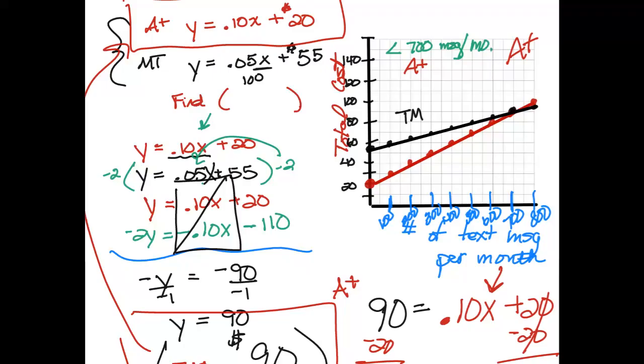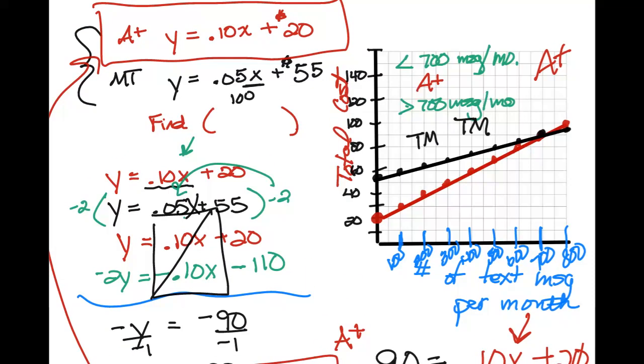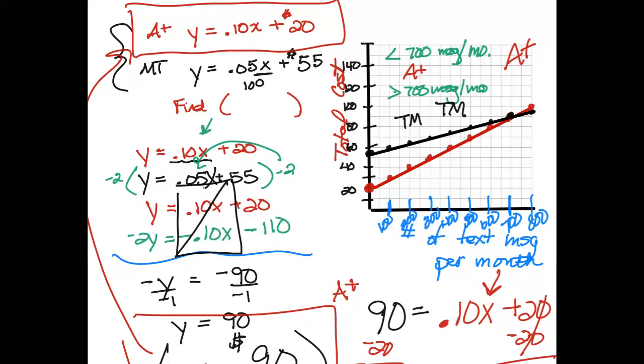But if you do more than 700 messages in a month, then Talk More is going to be the best for you and your family. So it depends on how many text messages you or your family do, if this is a family plan. Does that make sense? Any questions about that?